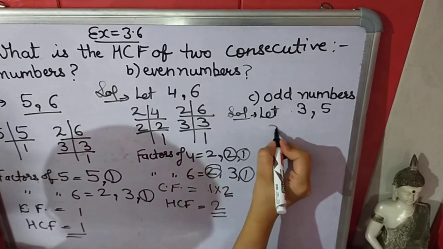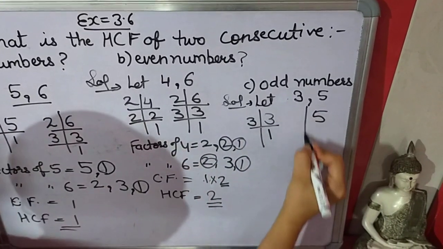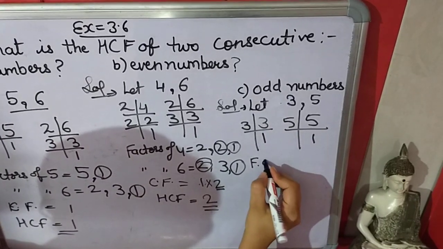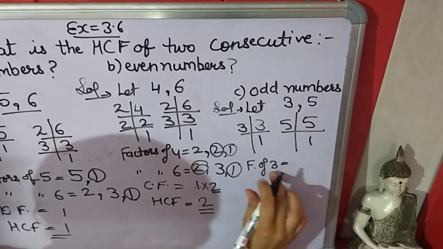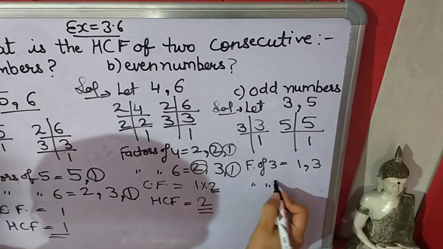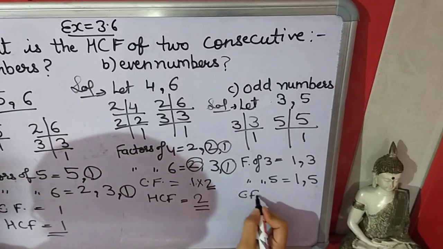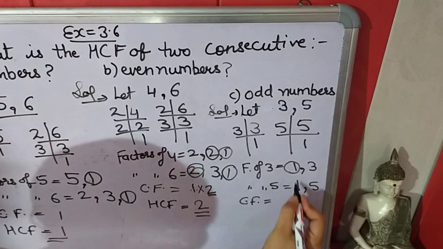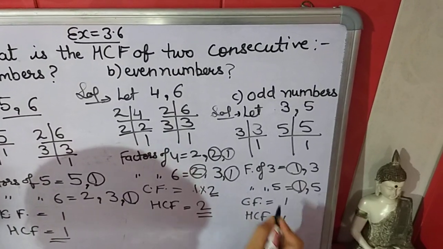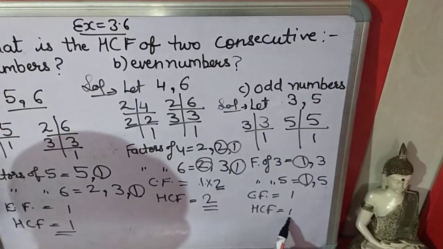Now I will do prime factorization of 3. It is a prime number. 5 is also a prime number. So factors of 3: 1 and 3. Factors of 5: 1 and 5. Now find out the common factor. It is 1 only. So HCF is also 1. So HCF of two consecutive odd numbers will be 1.